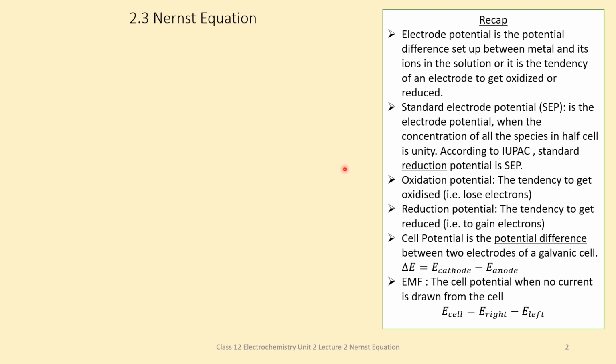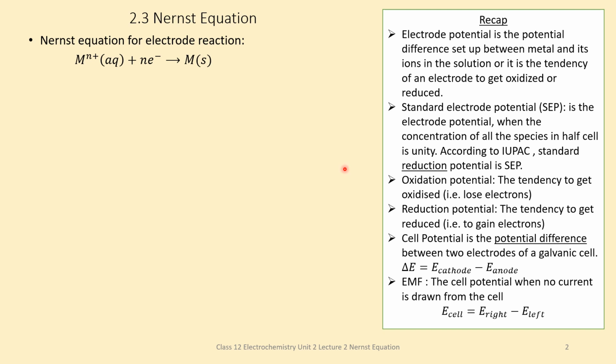So let us start. We have assumed in the previous section that the concentration of all the species involved in the electrode reduction is unity, that is, concentration is 1 molar. This need not always be true. There are cases when the concentration is other than 1 molar.